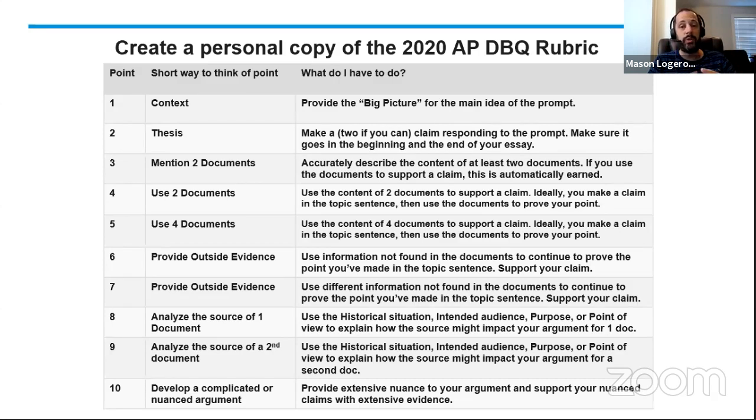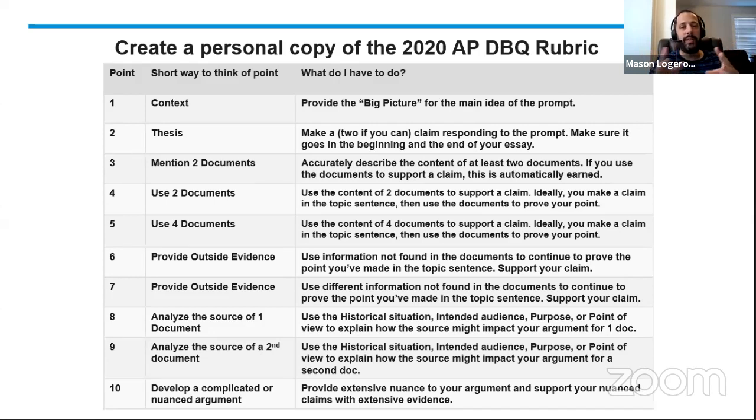If you have any questions about the rubric or about exactly what's expected of you, please talk to your teacher. That's what they're here for. They can help you out. All right, the first 2 points, contextualization and thesis statement. Again, those should be in your introductory paragraph. Remember, guys, if you write a good, solid introductory paragraph with context and then an argument, you've got 2 points right there off the bat.